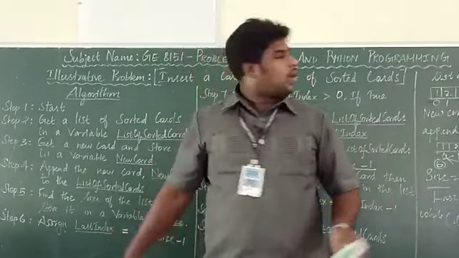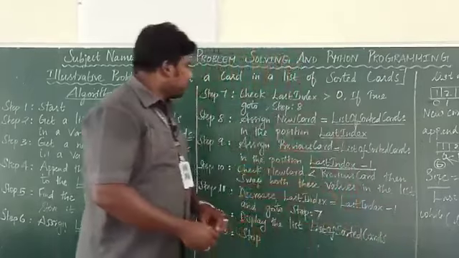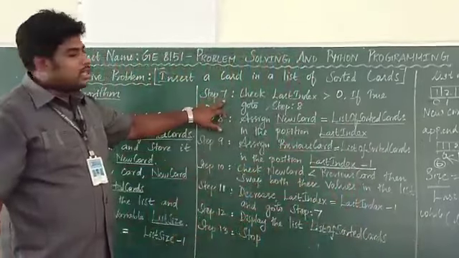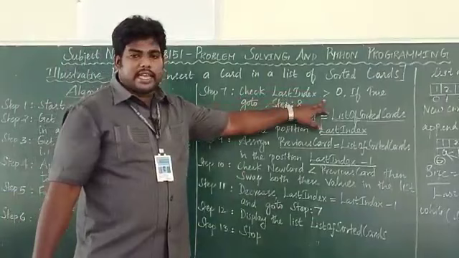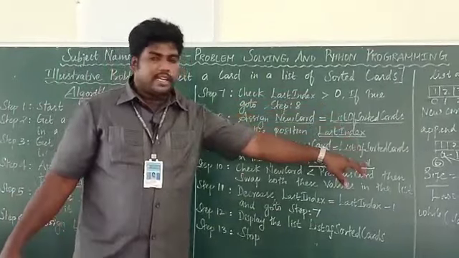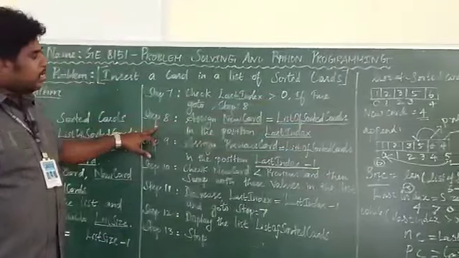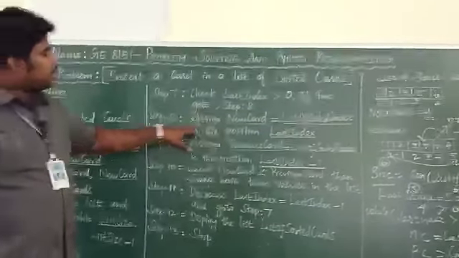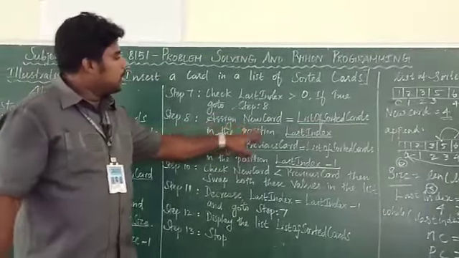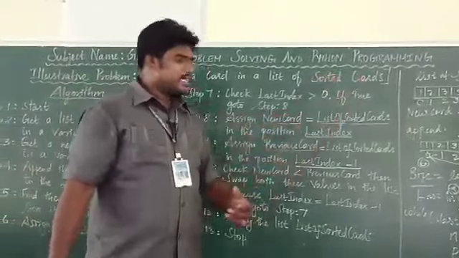All of you got it? Now you are starting the loop. Check last index greater than 0. I checked that there, right? The condition is true means go to step 8. In step 8, what we are doing? New card equal to list of cards last index.